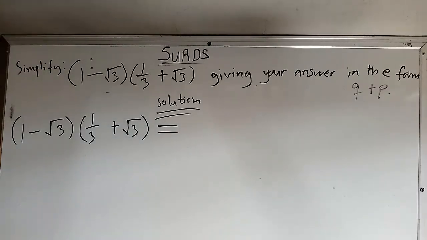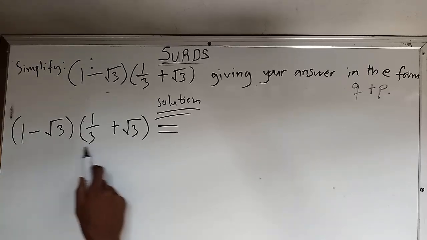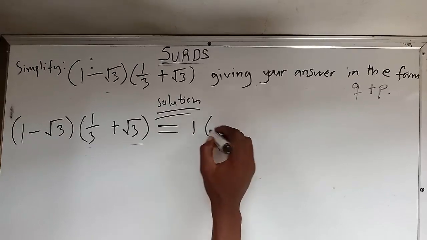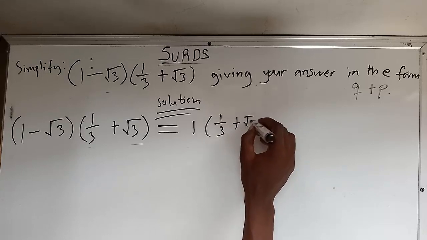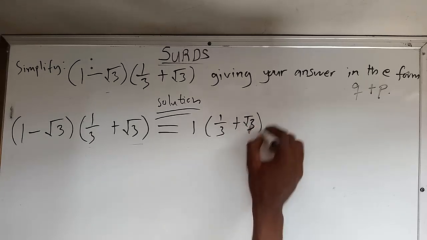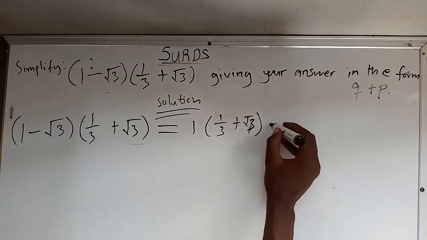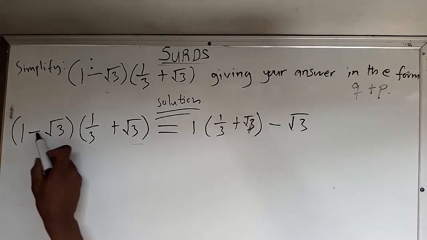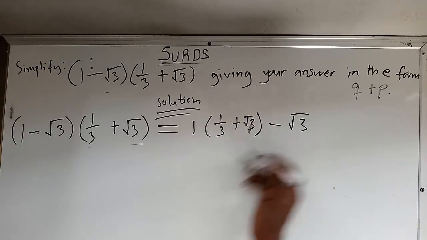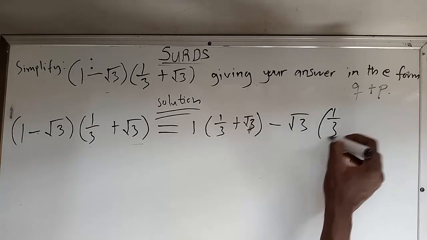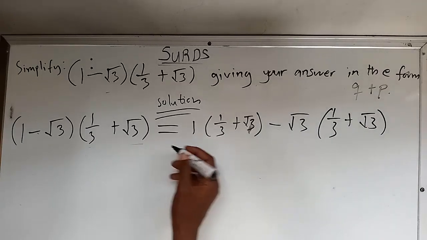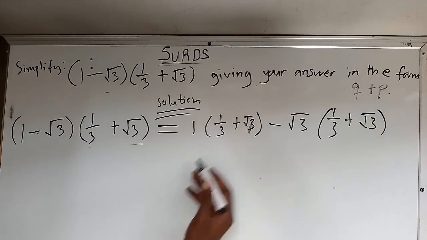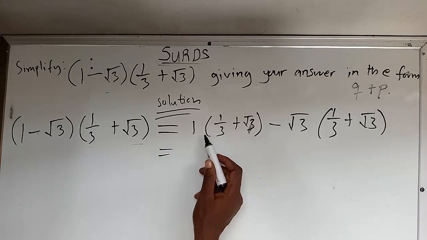Now this will be equal to, we are going to use the distributive property. So this will multiply the whole bracket here. So 1 times the bracket, then this will also multiply the whole bracket. So this minus is this one over here. Then the same bracket. So what do we do next? We expand.